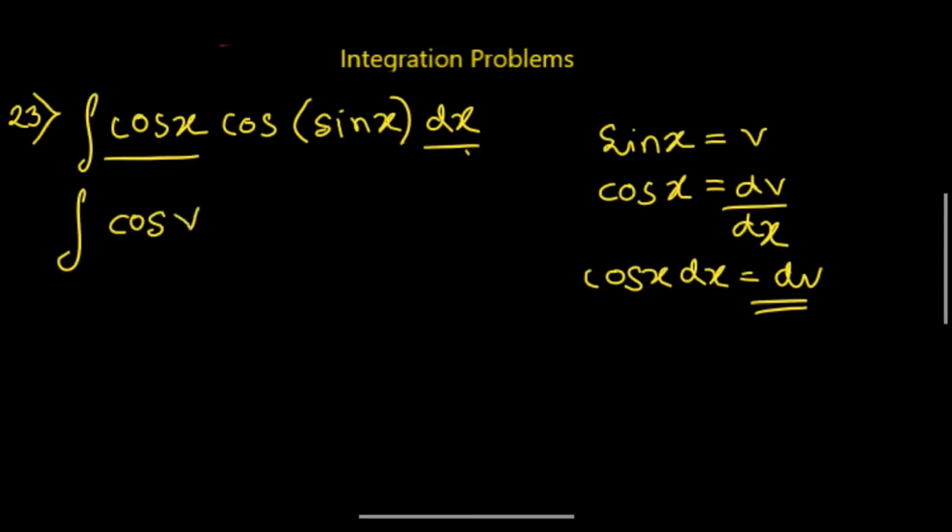So cos v dv. Obviously these terms are multiplied, so we can write it like this. So integration of cos v gives what? Sin v plus c.